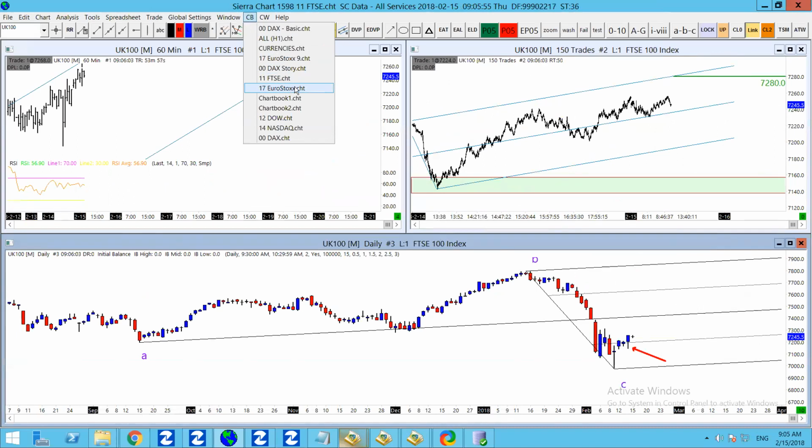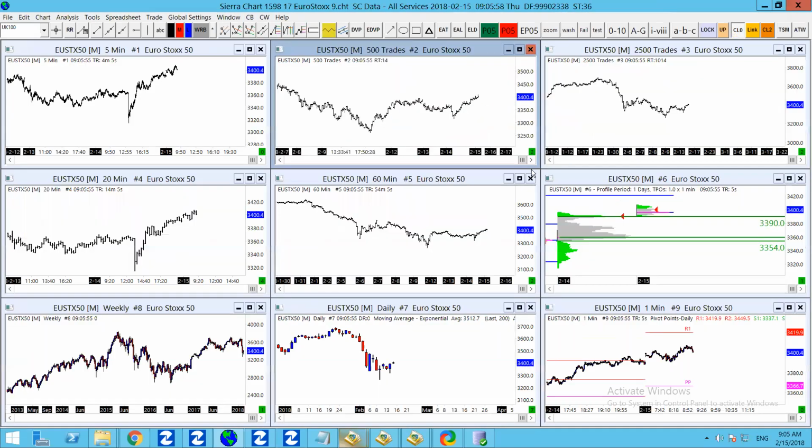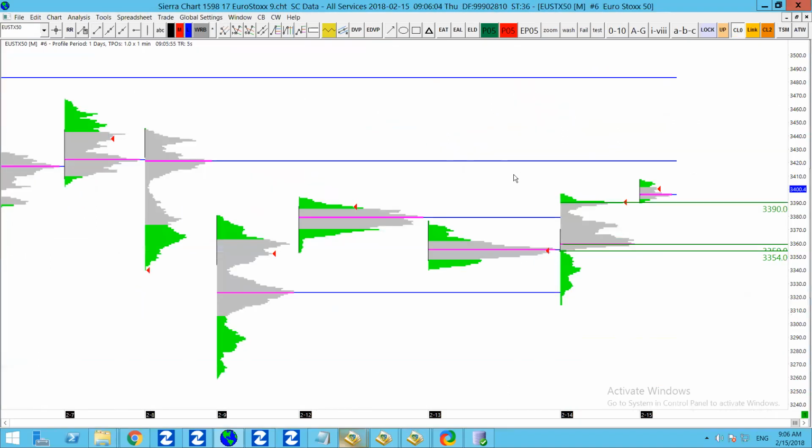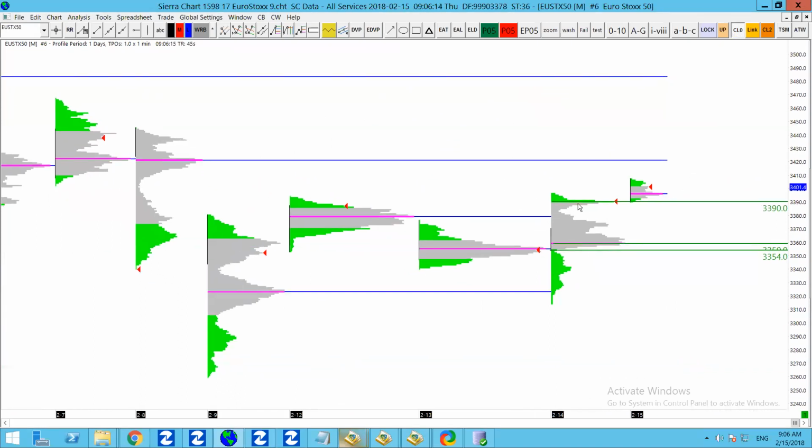And EuroStoxx, I'll just pull that up. I haven't done any lines on the EuroStoxx yet. Didn't get around to doing that this morning. So the most important chart that I was looking at was this here, which is the TPO. It's the profile chart. So we're looking at about 7 to 10 days worth of profiles here. Yesterday's profile was a similar look to the DAX, pretty jagged.